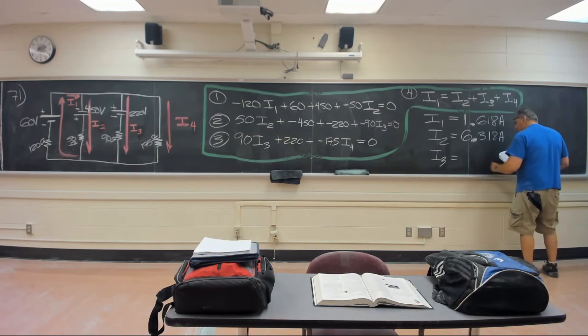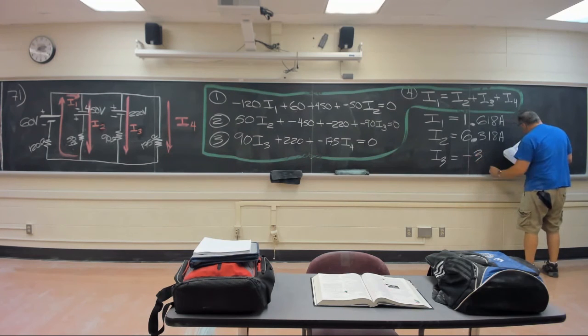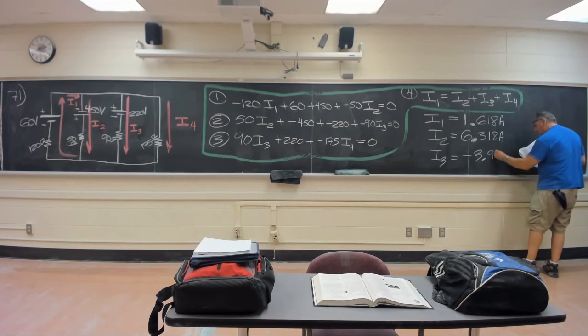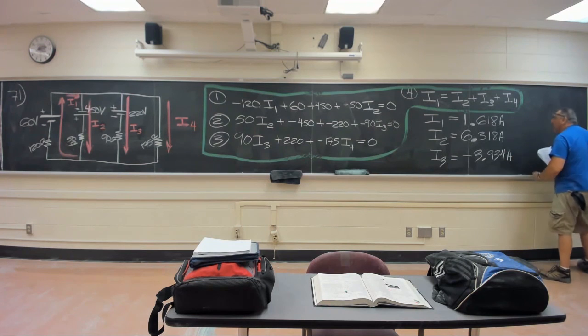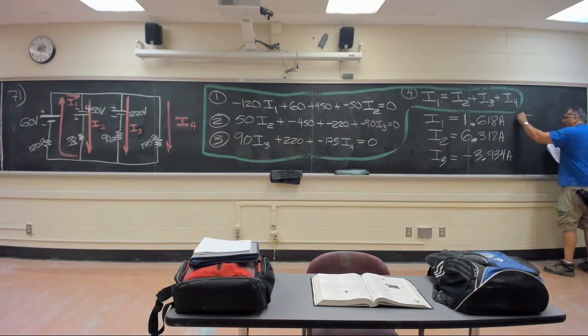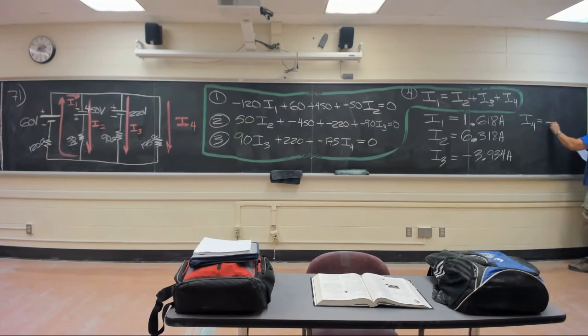I3, here's where it gets interesting. I3 is negative 3.934 amps. I4 is negative 0.766 amps.